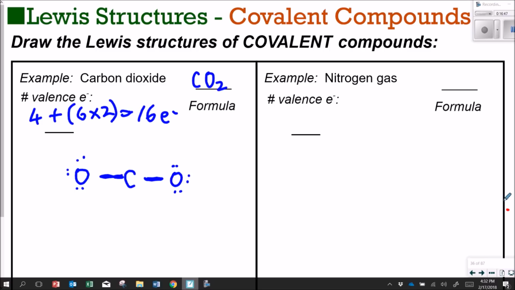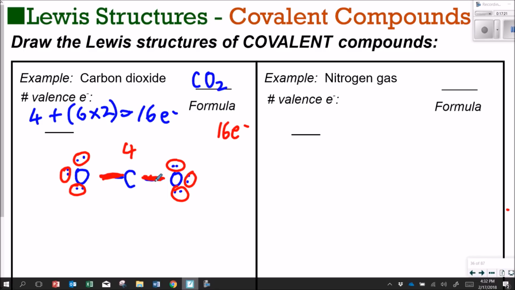Now, if I count up how many electrons I've already used up doing that, I have 2, 4, 6, 8, 10, 12, 14, and 16. So I've already used up all the electrons I have available. But if I look at my central carbon atom, it is not satisfying the octet rule because I only have 4 electrons around this carbon atom.